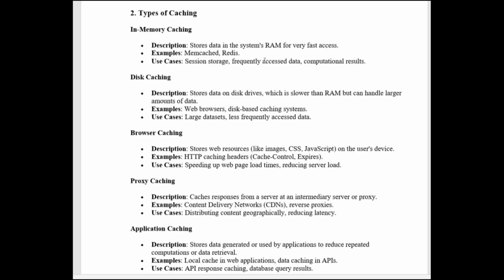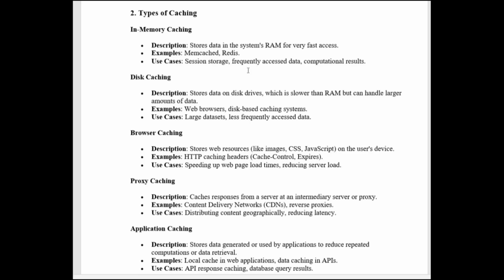Disk caching stores data on disk drives, which is slower than memory but can handle larger amounts of data. Examples: web browsers, disk-based caching systems. Use cases: large data sets, less frequently accessed data. Browser caching stores web resources like images, CSS, JavaScript on the user's device. Examples: HTTP caching headers. Use cases is to speeding up web page load times, reducing server load.